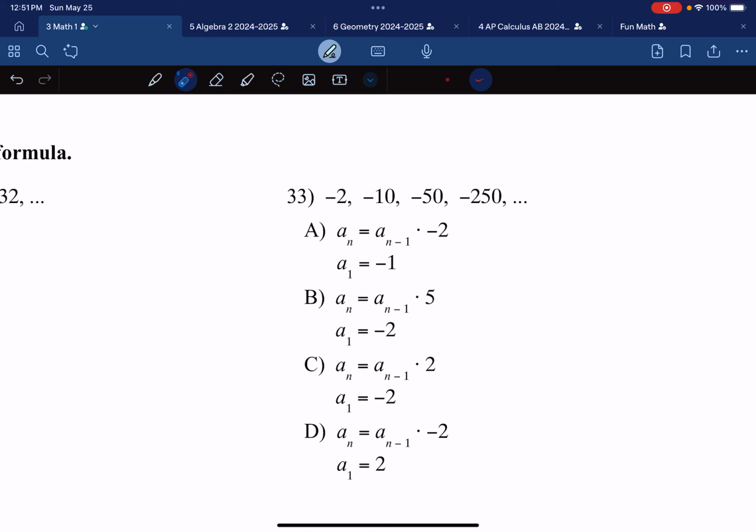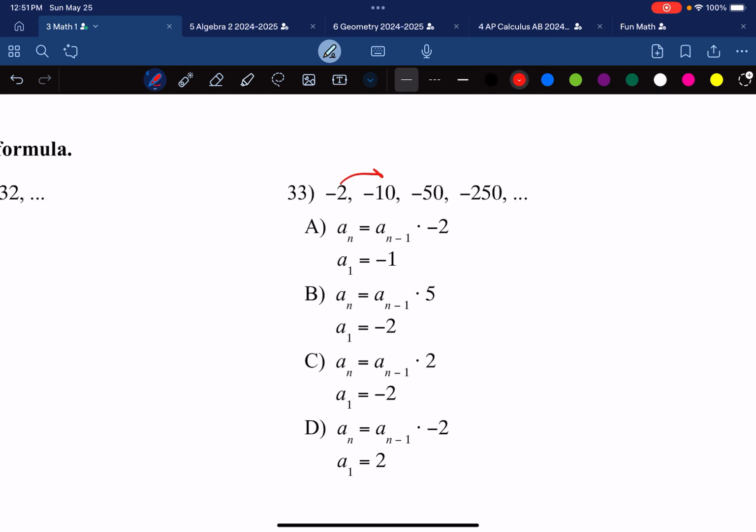In number 33, I want to look at the pattern first this time. I'm noticing that all of these are multiplication, so I should be multiplying by something. How do I multiply to get from 2 to negative 10? Well, I multiply by 5. Will that help us? Well, multiply by 5 is the only choice for B. I have multiply by negative 2, multiply by 2, multiply by negative 2. We want to be multiplying by 5.